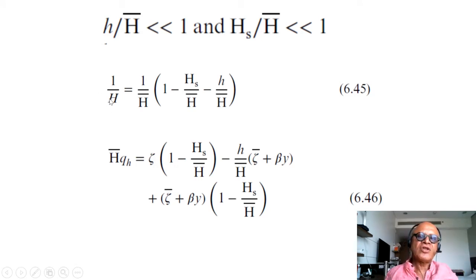We can write 1 over h as 1 over h bar, the mean depth, times 1 minus hs over h bar minus h over h bar. So you look at the figure and make sure you understand how this is done using these scaling arguments. Then you write the vorticity.